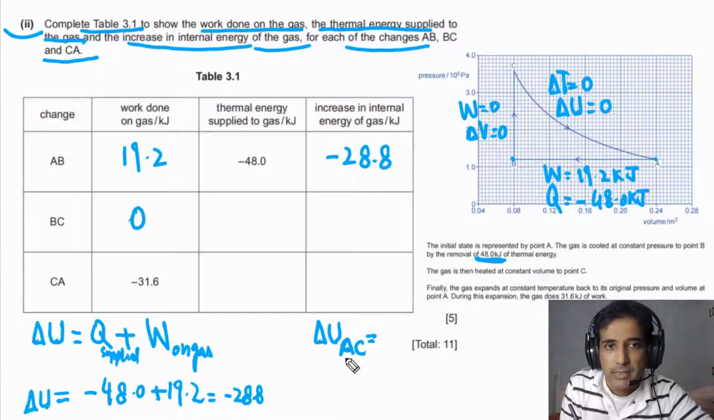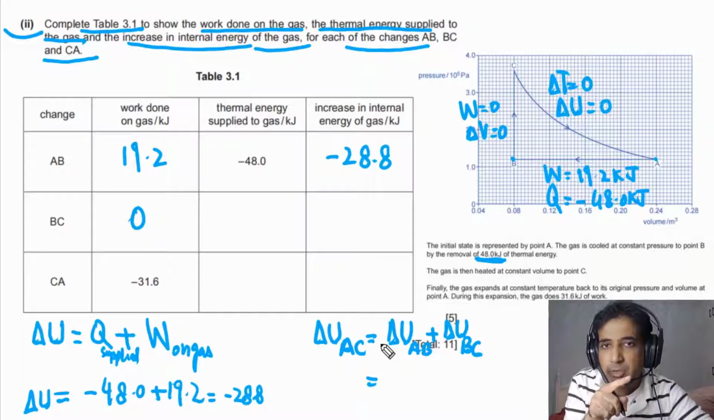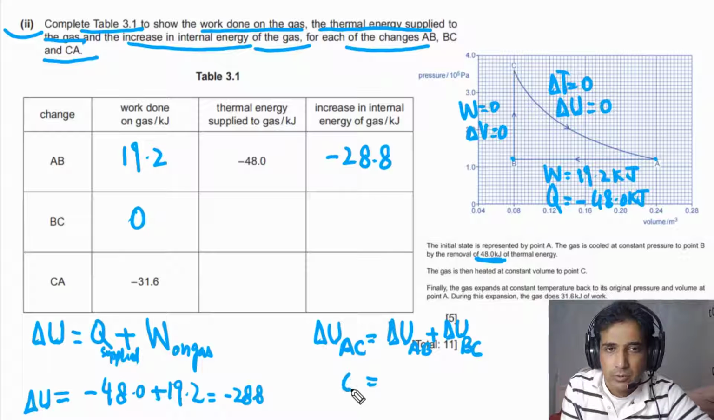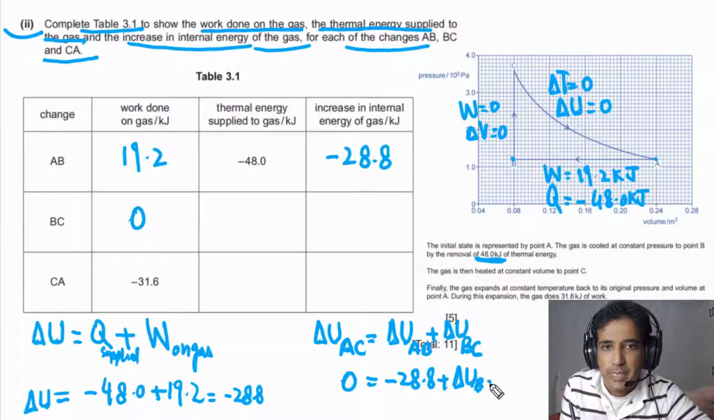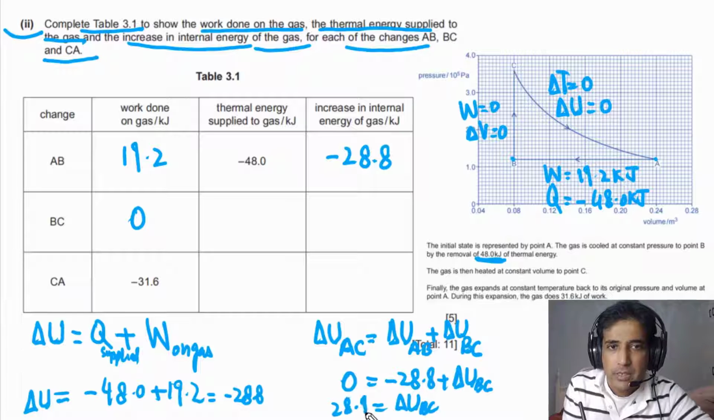So we can say delta U from A to C has to be equal to delta U from A to B plus delta U from B to C. In this case, we have delta U from A to C or from C to A, because change in internal energy in this case is equal to 0. We can simply say this is 0. Delta U from A to B we have just calculated, that is equal to minus 28.8. So we can calculate delta U between B and C. So delta U between B and C in this case has to be equal to 28.8 kilojoules.